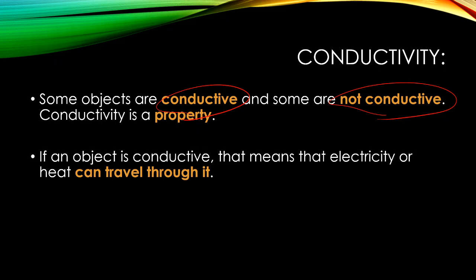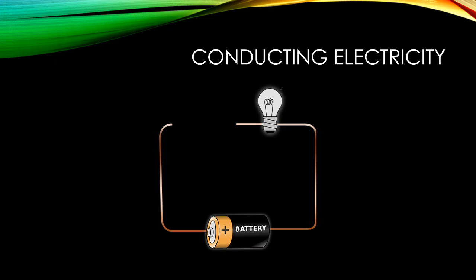The second thing you should know is that if an object is conductive, that means that electricity or heat can travel through it. Generally, if something is conductive, it's conductive both for electricity and for heat. But what conductive means is that those things can travel through it. Now, what does it mean for electricity to travel through something or heat to travel through something? Well, I've got some diagrams that should hopefully make this a little bit clear.